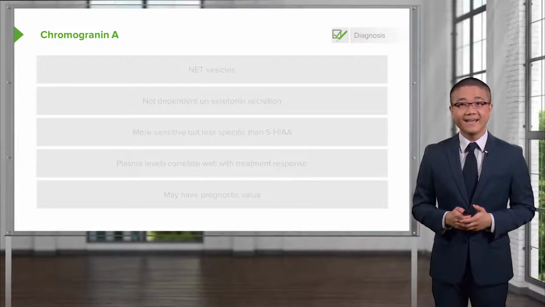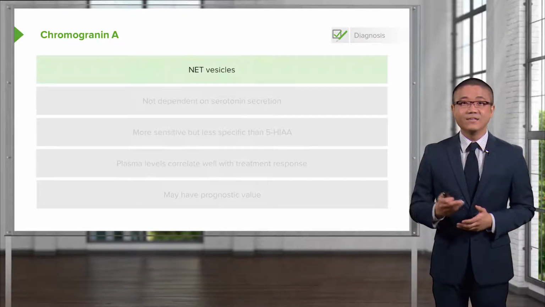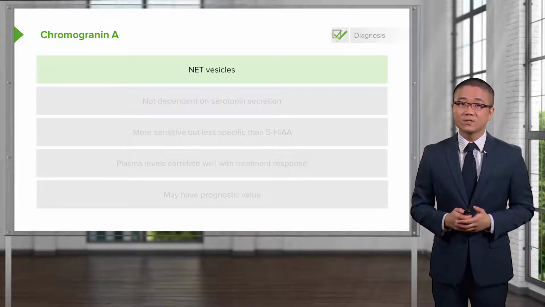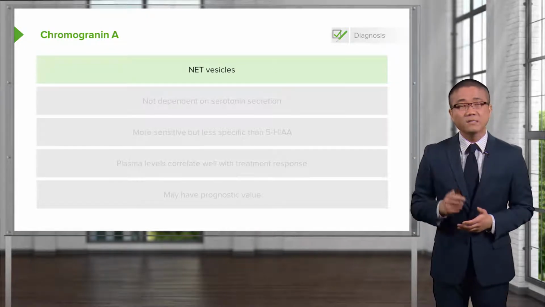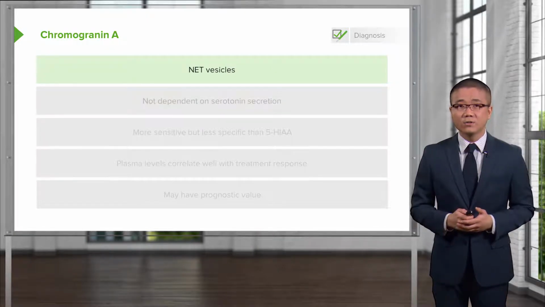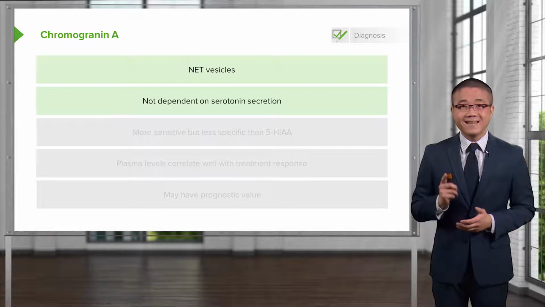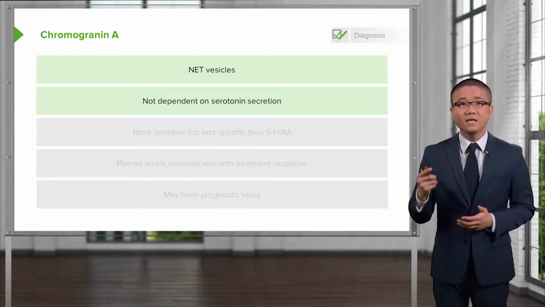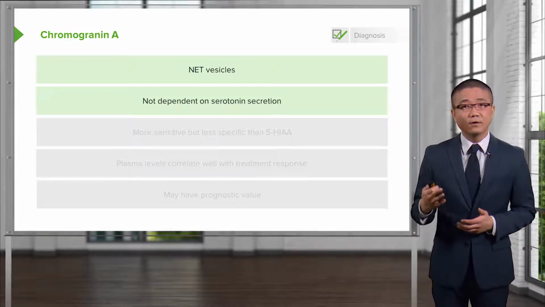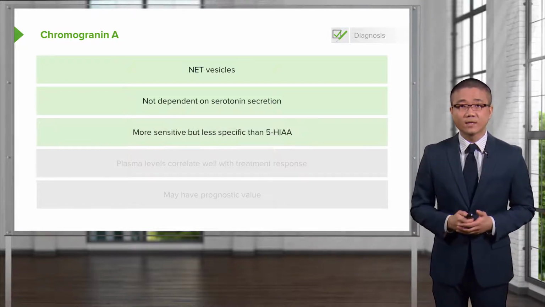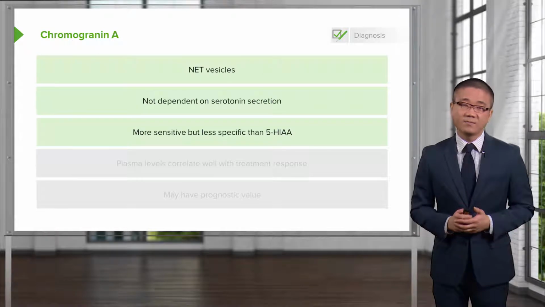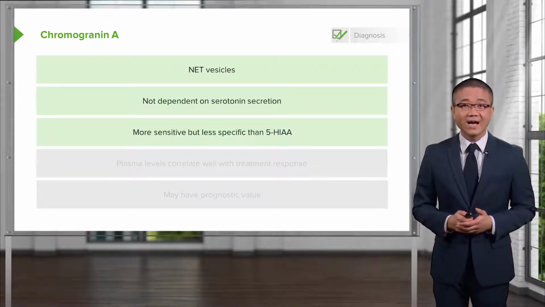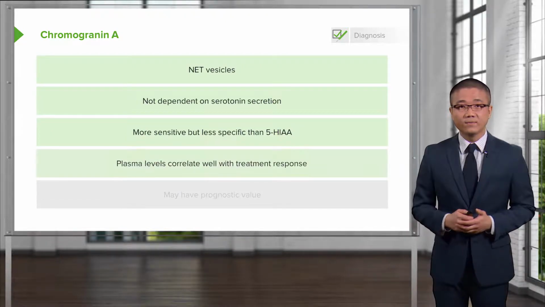What's chromogranin A? Neuroendocrine tumor vesicles secrete chromogranin A, which is very specific for neuroendocrine tumors. It is not dependent on serotonin secretion, making it very ideal for our diagnoses. It is more sensitive but less specific, unfortunately, than 5-HIAA. Recall, 5-HIAA is a metabolite of serotonin.